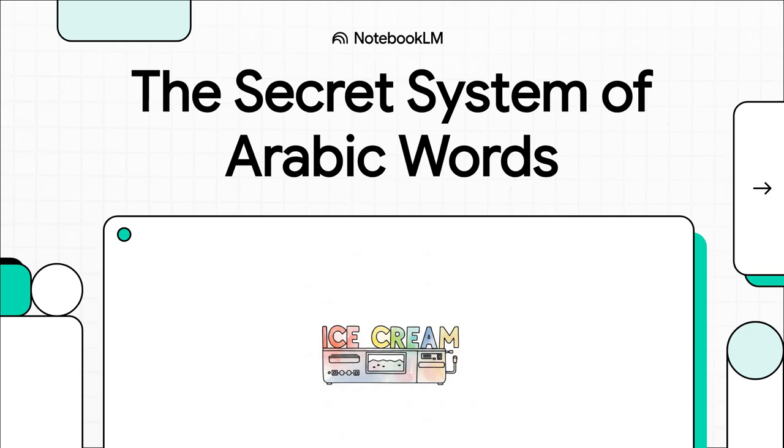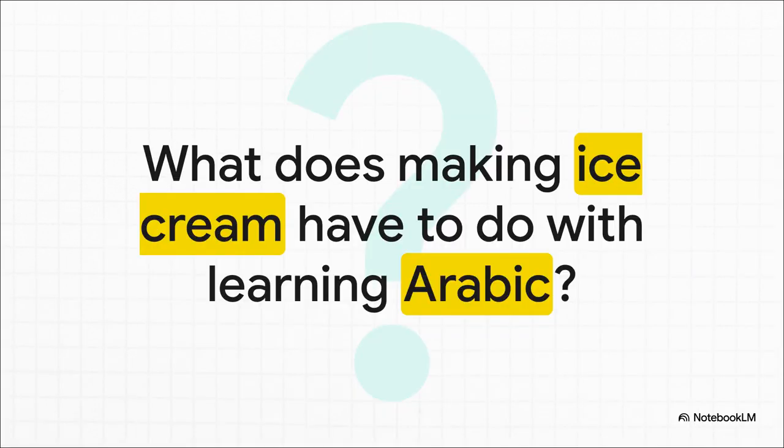Welcome to our explainer. Today, we're going to unlock the beautiful, kind of hidden logic that's sitting right inside Arabic vocabulary. It's a system that's so elegant, so predictable, that once you see it, trust me, you'll never look at the language the same way again. So let's just jump right in with a pretty weird question.